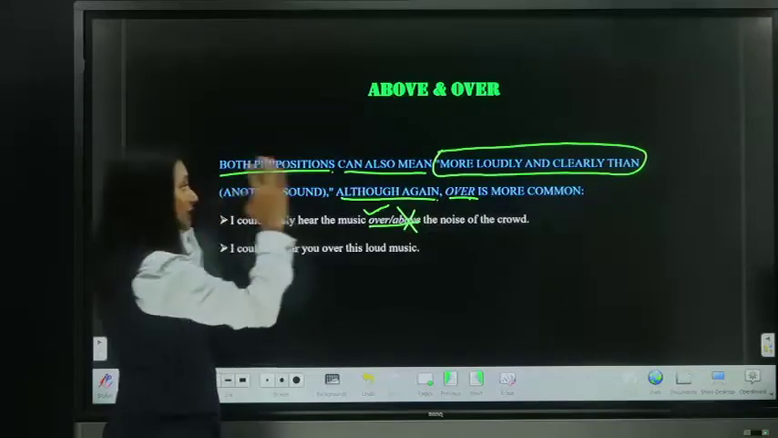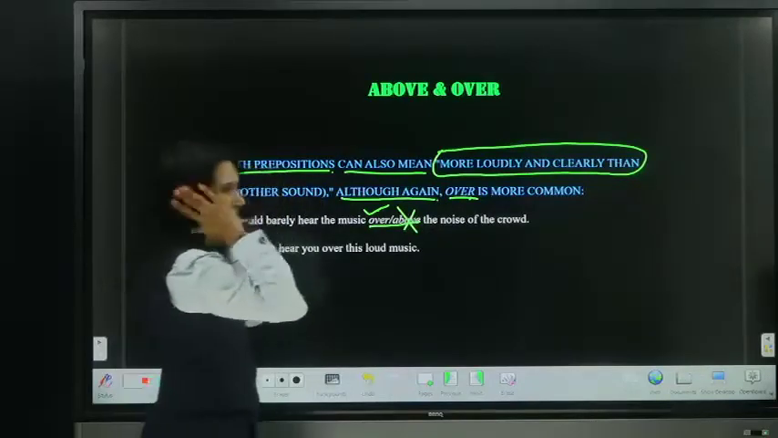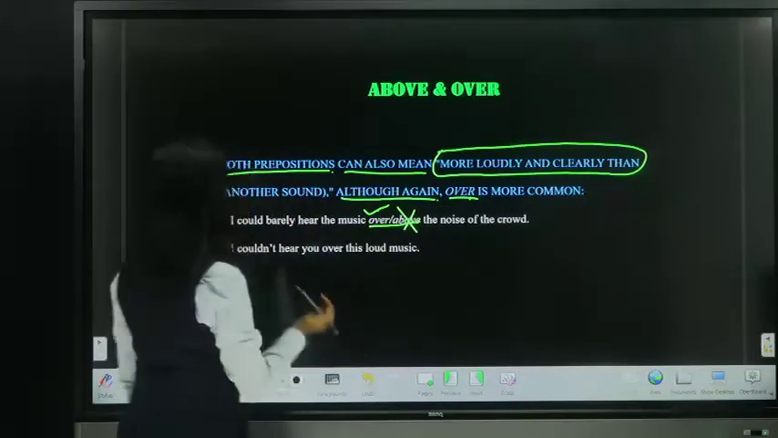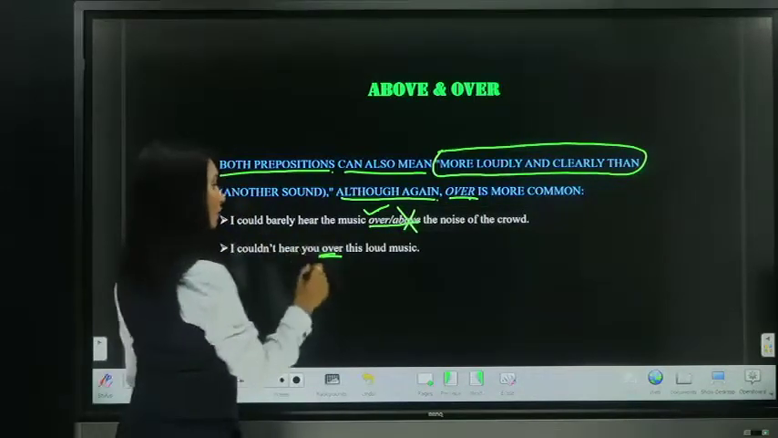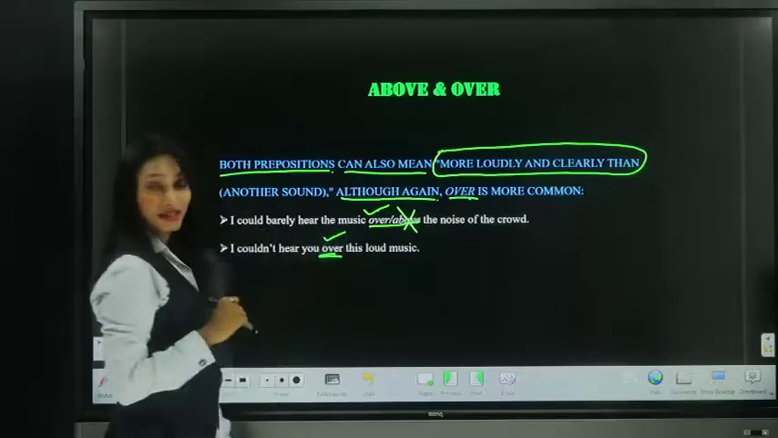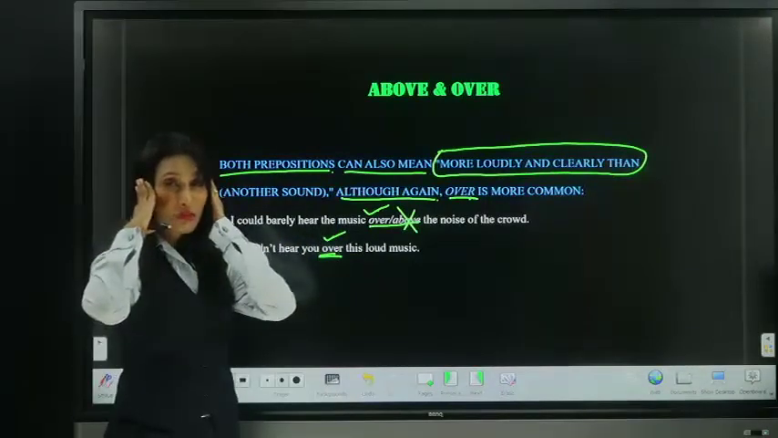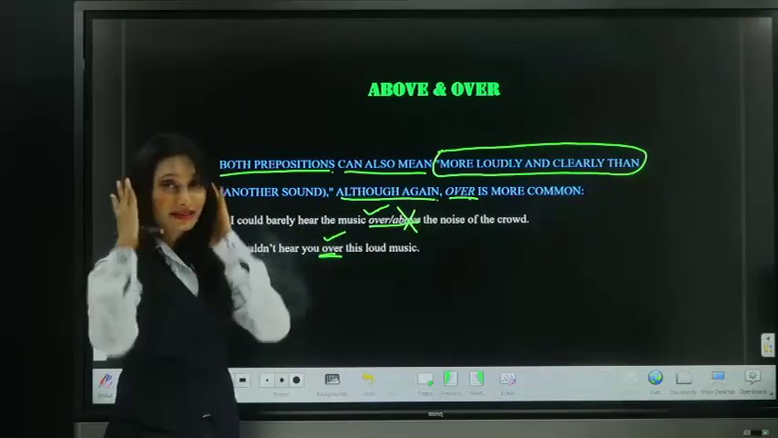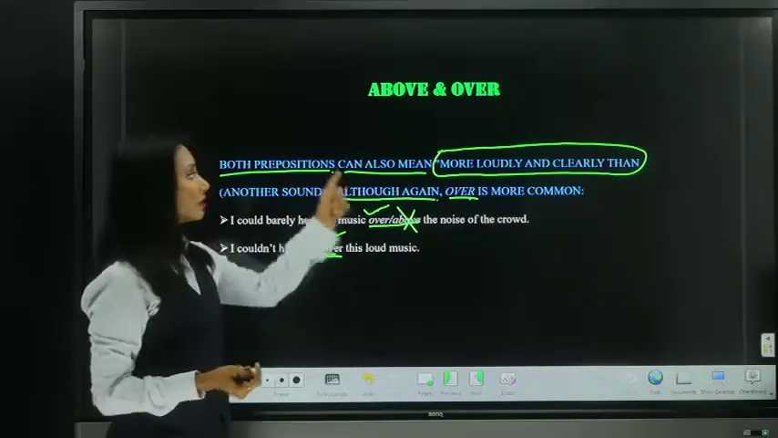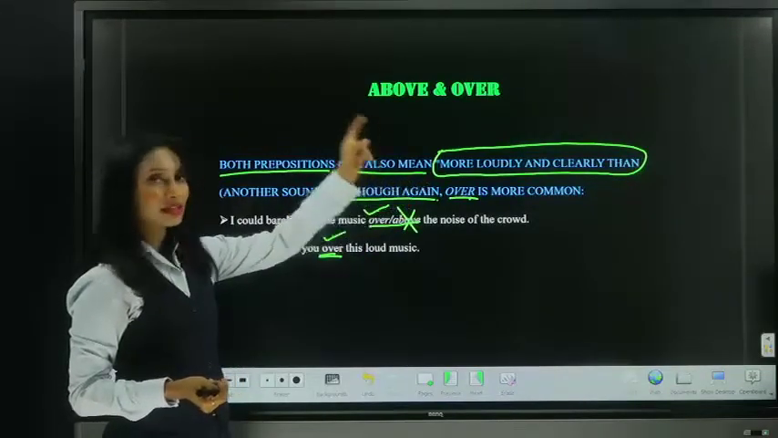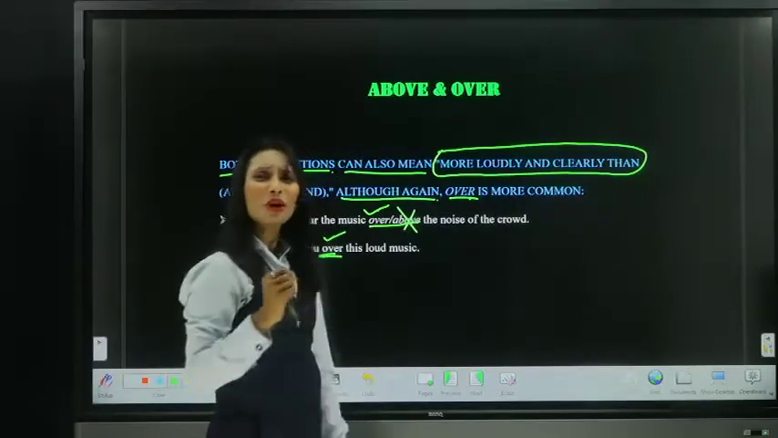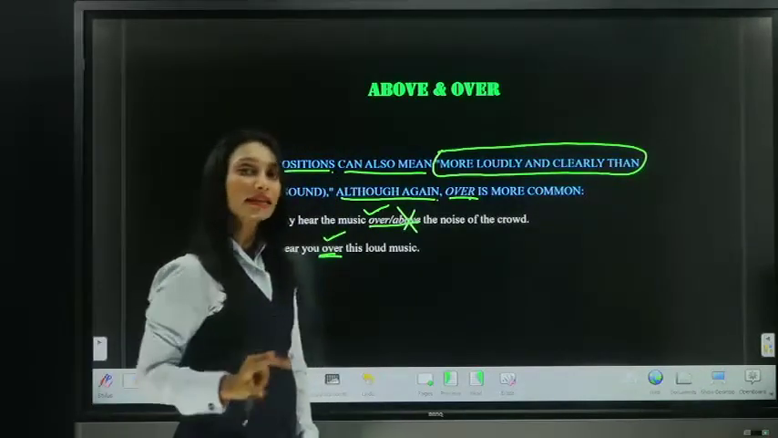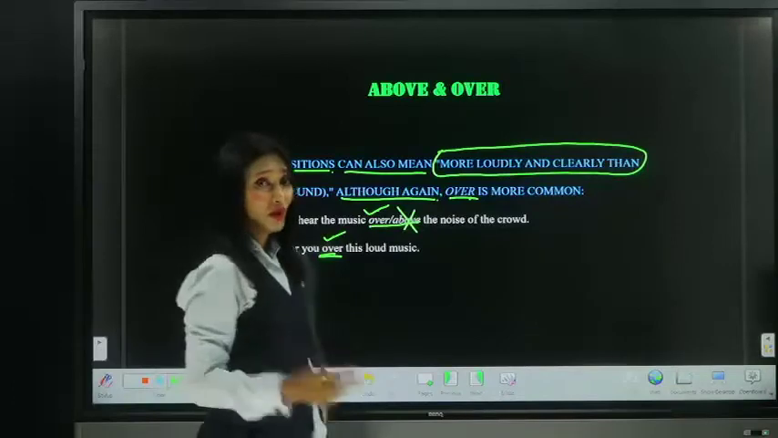We are giving the sense of something more loudly and clearly. I couldn't hear you over this loud music. So over this loud music, something is louder and clearer than the other. Again, for more loudly and clearly, over is more appropriate. And not just this, in many cases over is more appropriate than above.